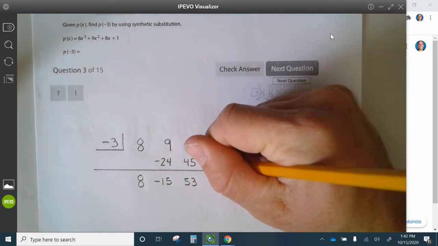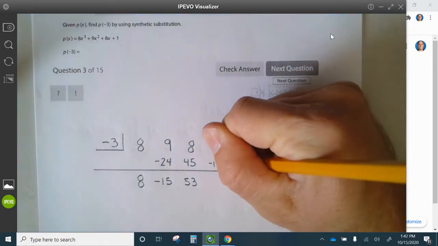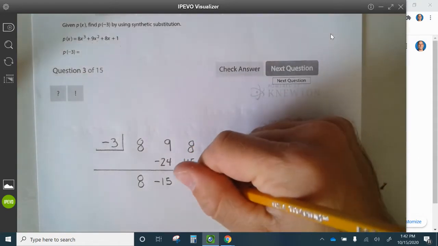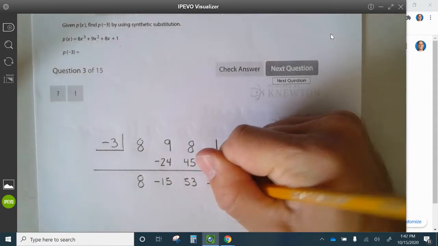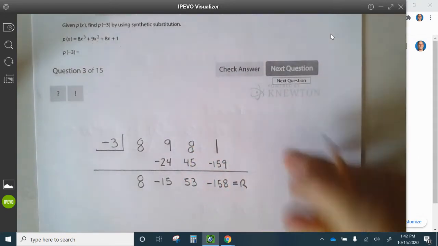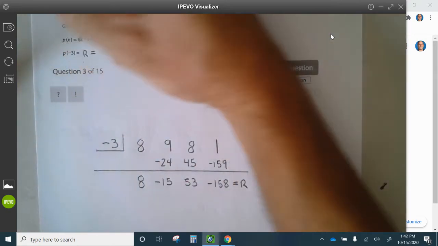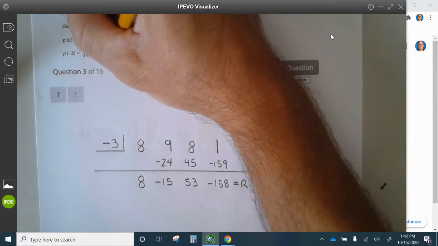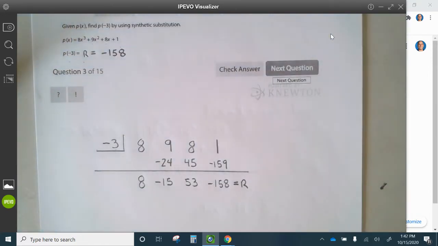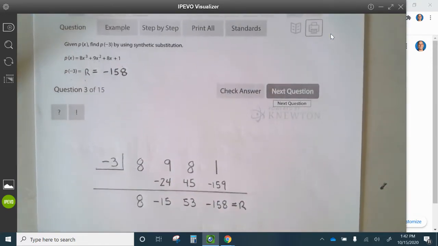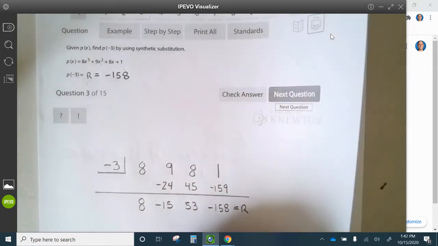Okay, so combine, that's negative 158, which is your remainder. So P of negative 3 equals the remainder, which in this case equals negative 158. Okay, so we'll finish up question number 3. All right, let's take a look at the next question.